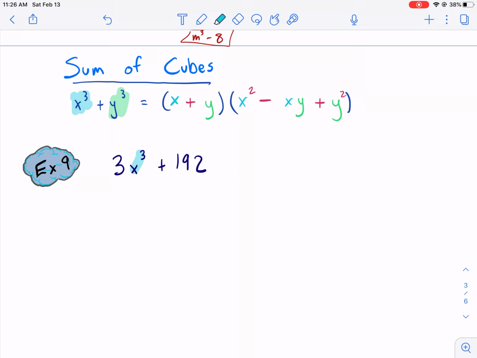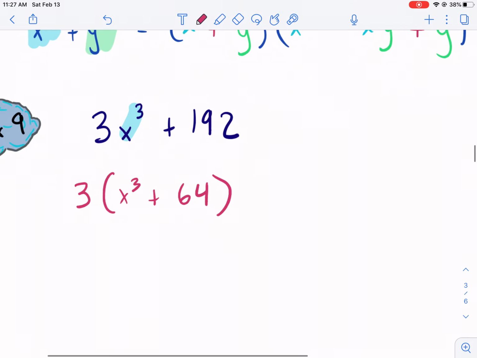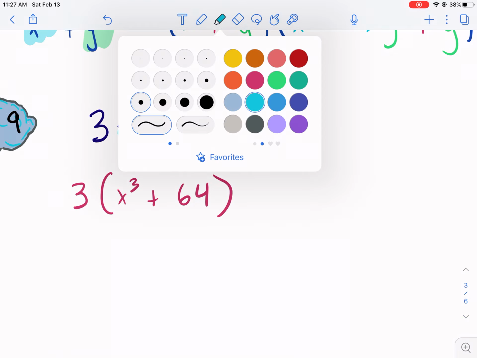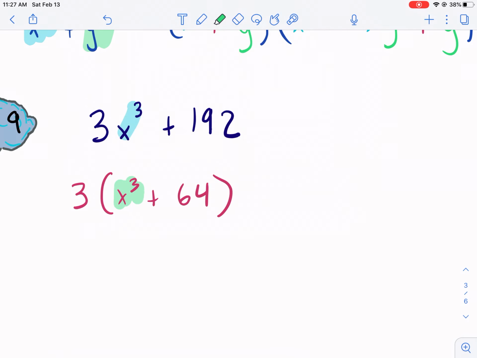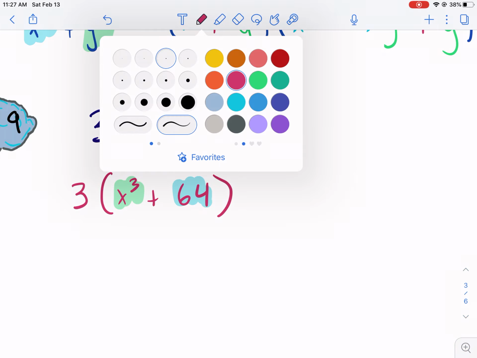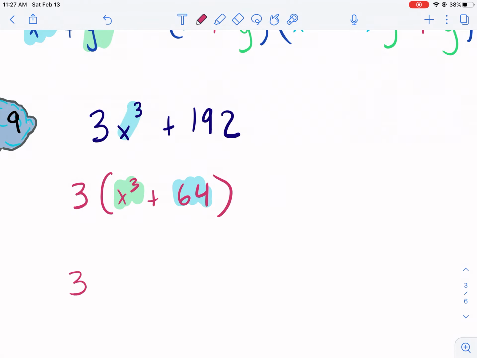So what we want to do is say, okay, maybe if we factor out a 3, we'll have a cube root. So we're going to take out the 3 because 192 is divisible by 3 and so is 3. So we take out the 3 and we get x cubed plus 64. Okay, now we can look at this a little bit easier. We know this is definitely a perfect cube. We don't have to worry about the 3 anymore. And 64 is a perfect cube also. 4 times 4 times 4 is 64.